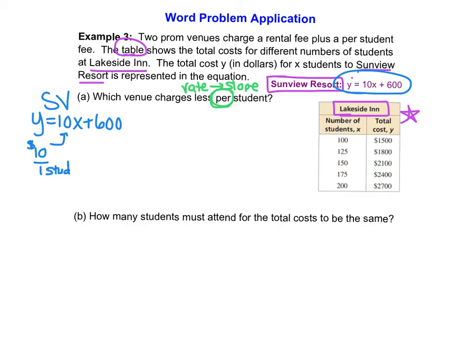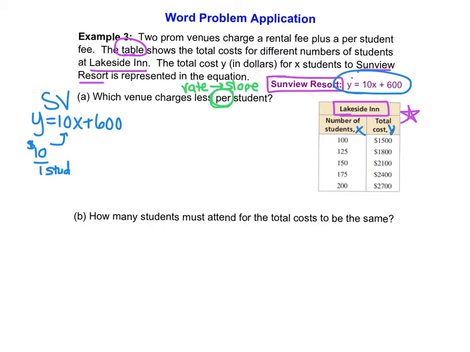And I kind of know that because the x values here represent students and the cost here represents y. So we can see that the y is in our numerator, the x is in our denominator. So at Sunview, it is costing approximately $10 per one student. Now, what's tricky here is I don't actually know what the rate is at Lakeside. So I'm going to have to actually calculate that.